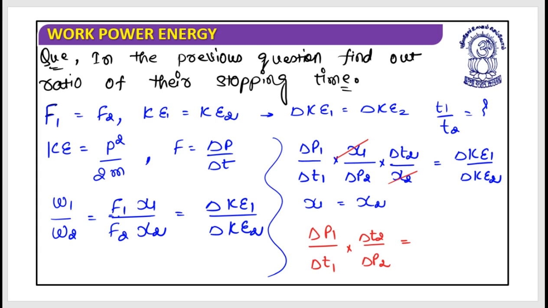What can I write for them? So I can have that relation that kinetic energy is equal to P square by 2m. Yes, kinetic energy can be written as P square by 2m. So let's write it down at this point of time. It's delta K1 divided by delta K2. I hope this is clear.